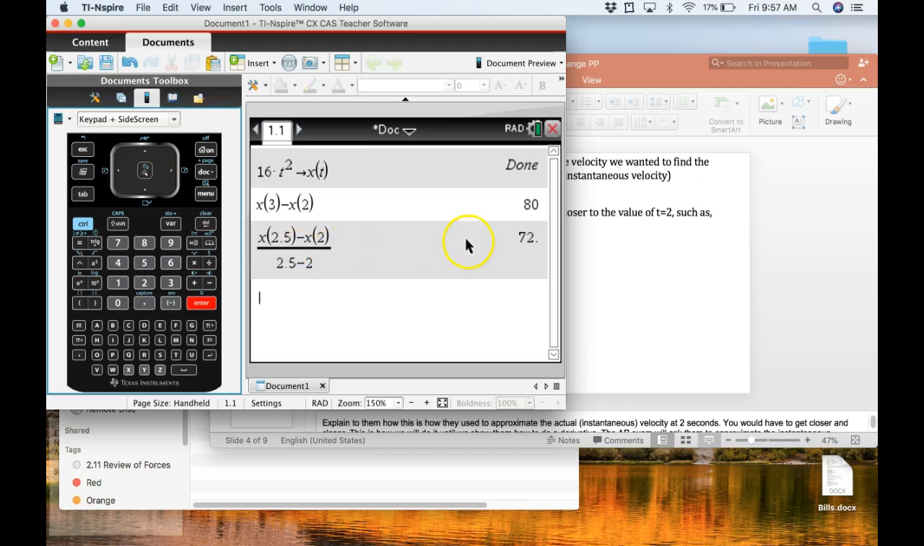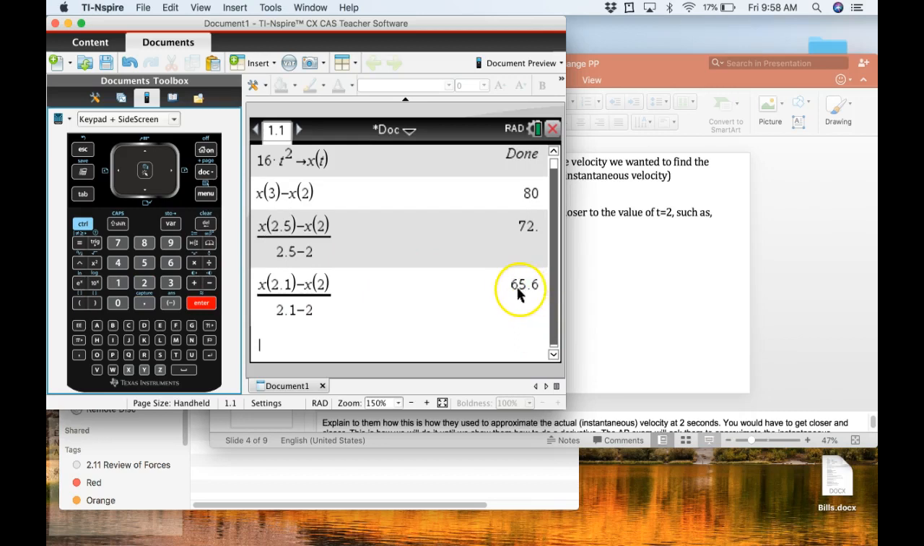So look at that. If you start zooming in on 2 like we did here, you get 72 feet per second is our speed there. Let's do it if we get even closer. So let's do control divide to set up our fraction. X of 2.1 minus x of 2 all over 2.1 minus 2. Okay, this is even closer, right? And what could we do to even get closer to the actual velocity at 2? Because right now these are average velocities, right? For values. We could even get closer if we wanted to.